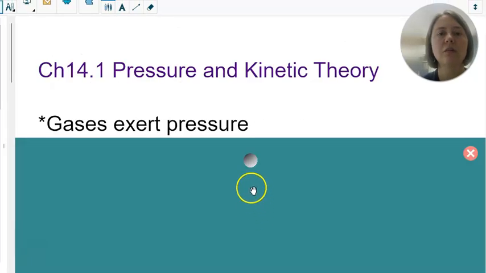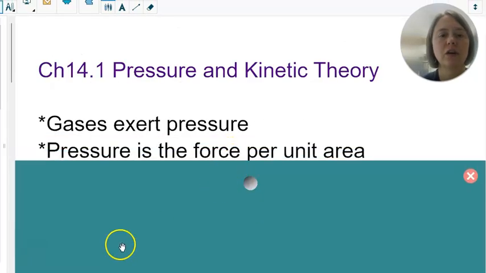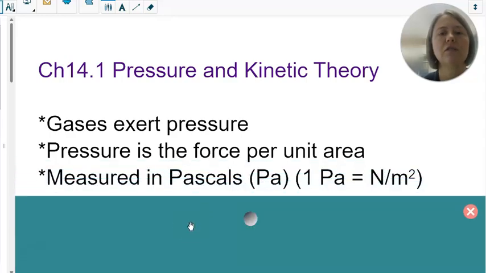What else do we know about gases? Well, we know they exert pressure. And we know that pressure is the force per unit area, so how much force is being put on how much area. It's measured in pascals, and 1 pascal is equal to 1 Newton of force per square meter, so a meter by a meter.